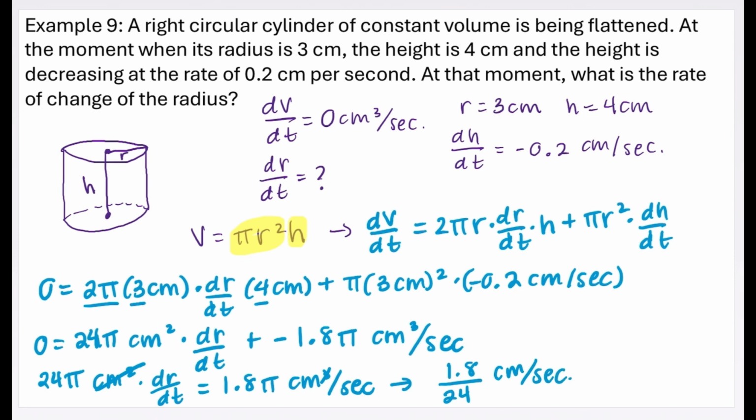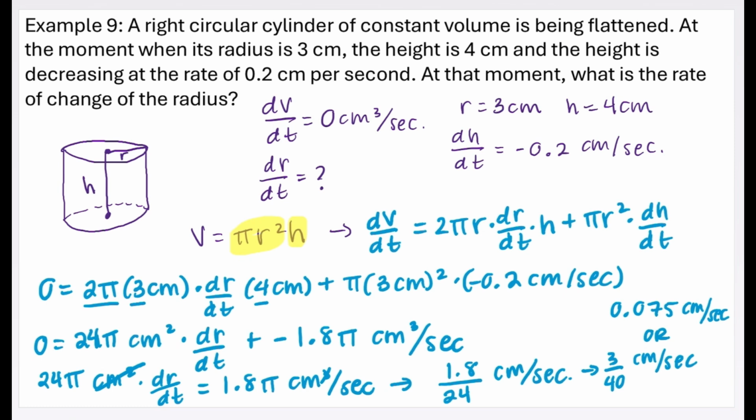You could divide that out if you wanted to, or leave it as a fraction. As a fraction, I think it's 3 over 40. Let me double check that. Yeah, so you can leave it as 3 over 40 centimeters per second if you want a fraction, or it would be 0.075 centimeters per second if you do the decimal version. So either one of those would be correct for the rate of change of the radius at that specific moment in time.